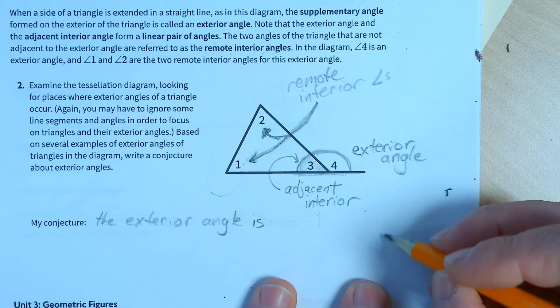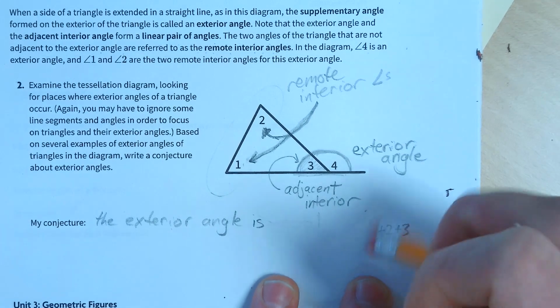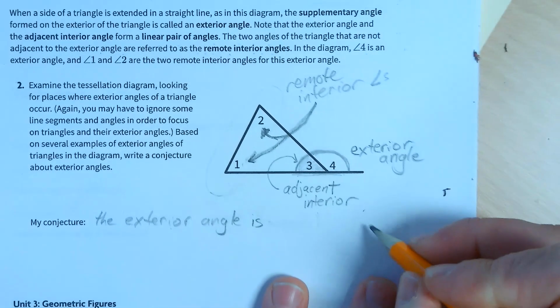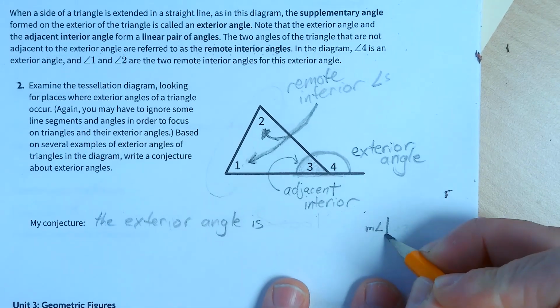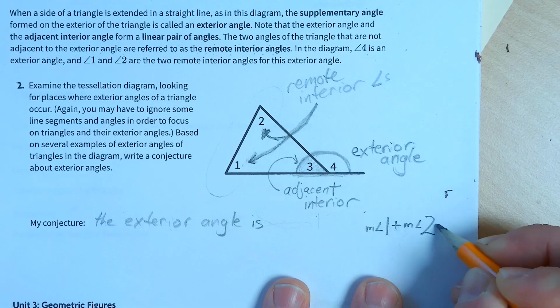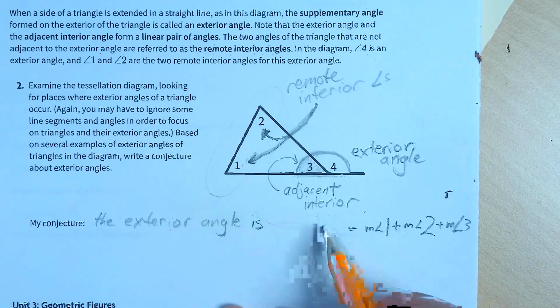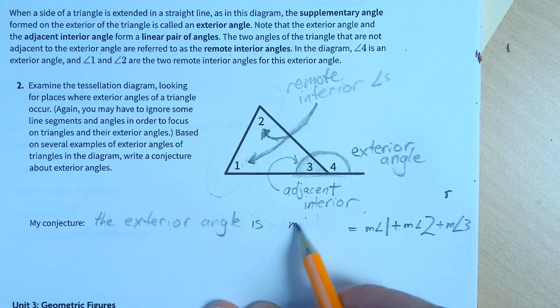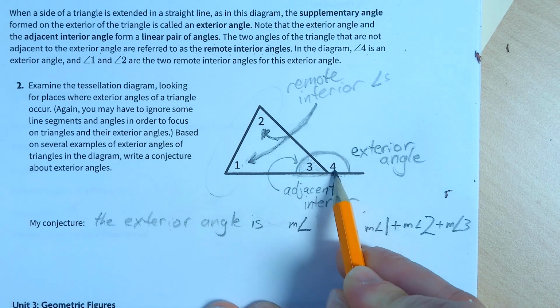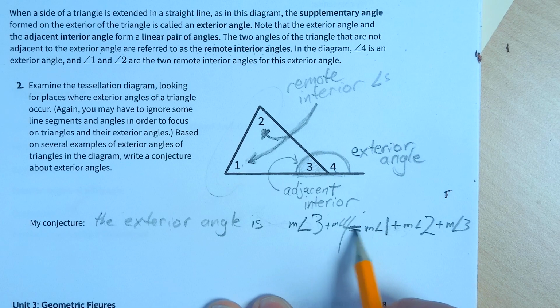Let's just make a note over here. 1 plus 2 plus 3. These are angles. Okay, fine. I'll write it correctly. The measure of angle 1 plus the measure of angle 2 plus the measure of angle 3 equals the measure of angle 3 plus the measure of angle 4. Oh no! I got it in there.